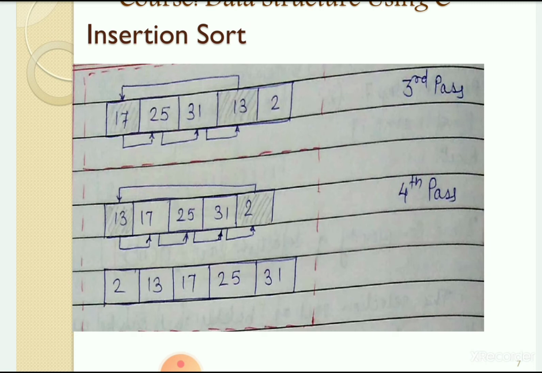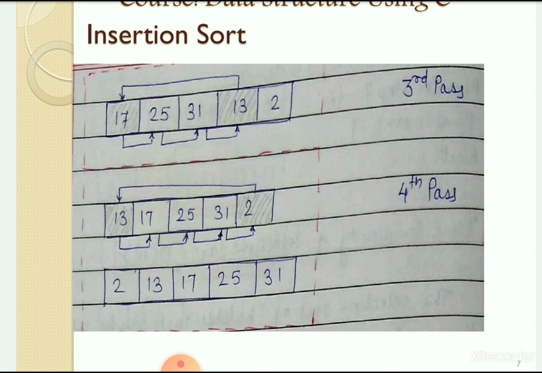Next one, the last pass. We will get the elements 13, 17, 25, 31 and 2 in the fourth pass. So lastly, we have to compare the fourth element with 0, 1, 2 and 3. The 0th element is compared with the fourth element, 2 compared with 13, and in that case we find that 2 is less than 13.